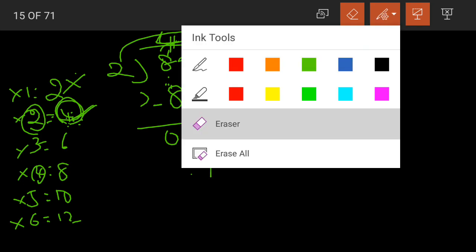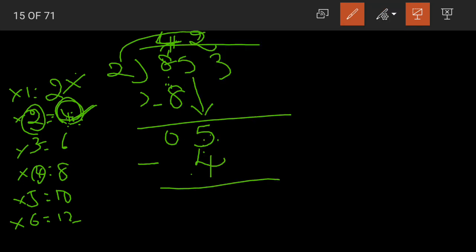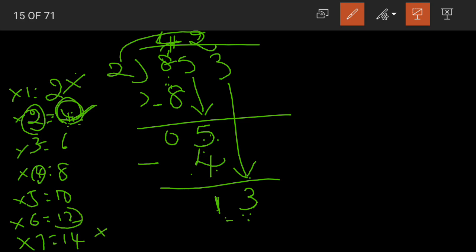Now what should we do with these two? We should subtract 5 minus 4, 1, and then bring our ones digit down. So what do we have here? 1, 3, 13. Now do we have 13 in the second table? No. So we should go with the nearest lesser number, that is 12. 2 sixes are 12. So 6 in the quotient, 12 written below 13. Now what should we do? We should subtract. 13 minus 12 is 1.